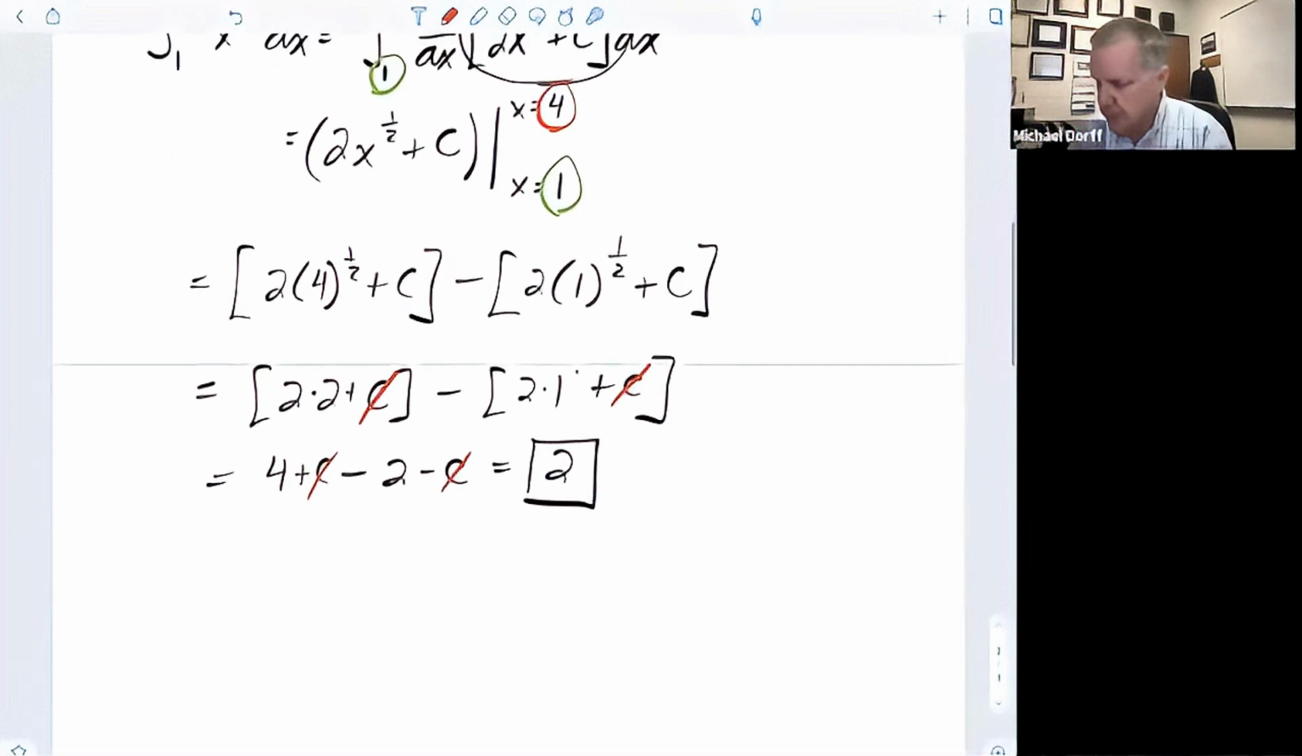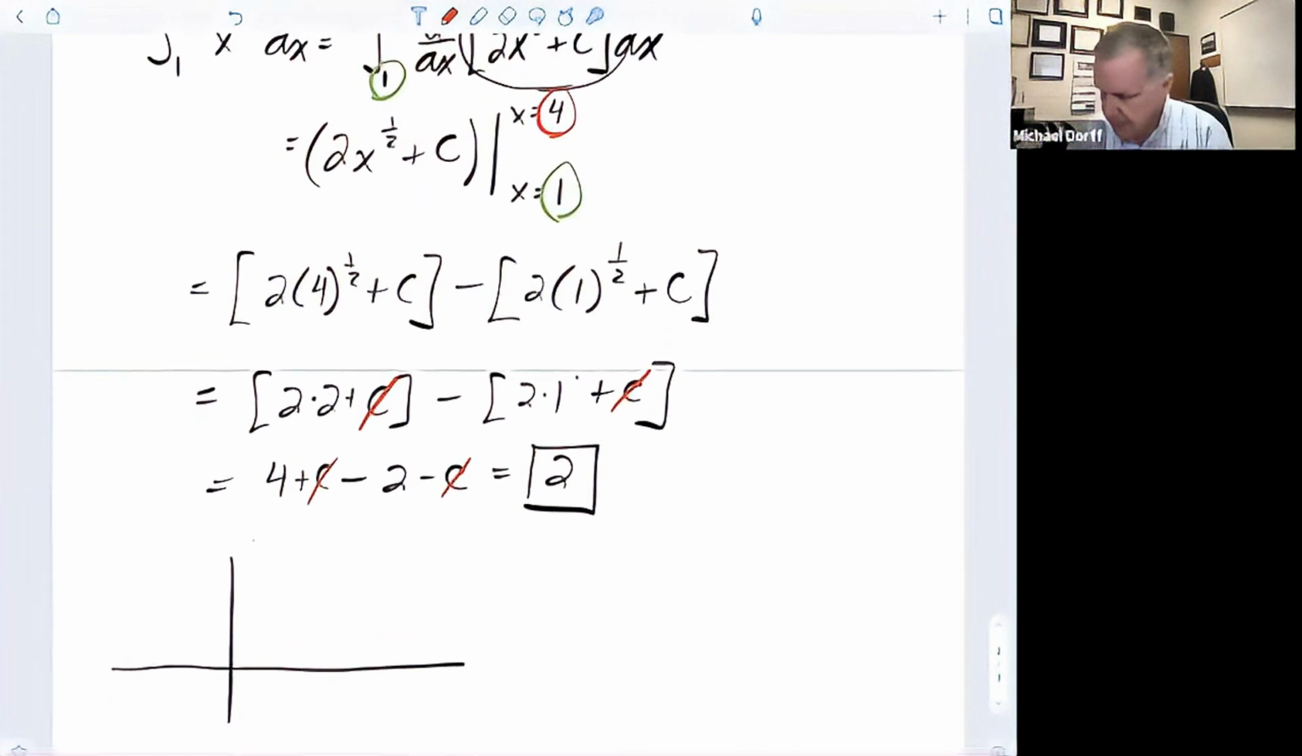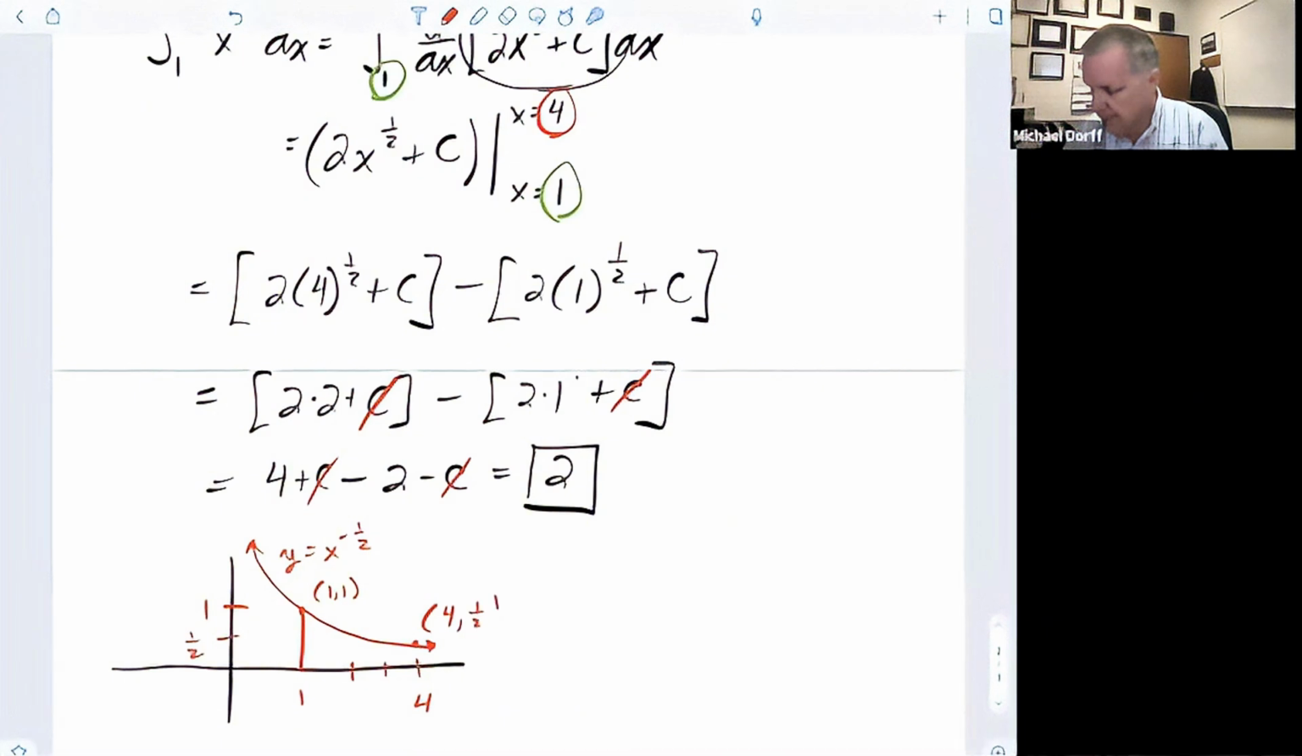One last thing I want to point out is, remember that integrals represent the area under the curve. So what does this curve look like? Originally, we had x to the negative 1/2. That curve looks like this. This is the function y equals x to the negative 1/2. At the point x equals 1, we have y equals 1, so we have the point (1, 1). And at x equals 4, we have y equals 1/2, so we have the point (4, 1/2). So I can think of the integral here as this area under the curve.